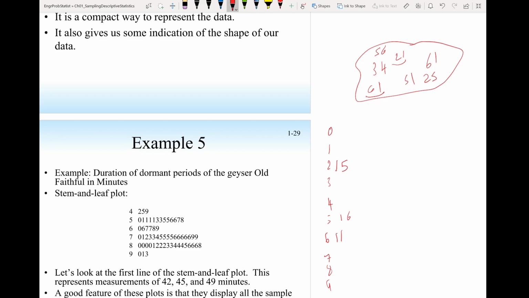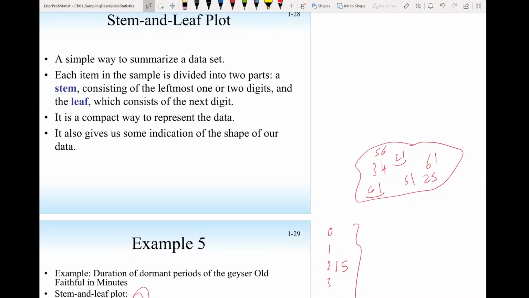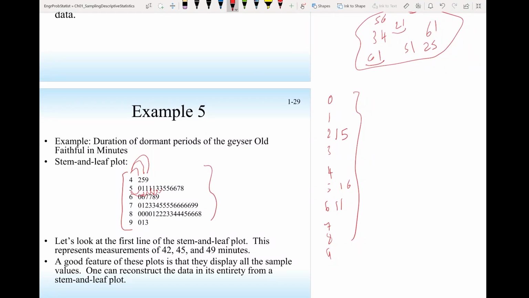By looking at the stem and leaf plot, I can tell what kind of data points I have in the sample. For example, if I look here, I have 42, 45, 49. I have also 50, 51, another 51, another 51, another 51, 53, 53, and so forth. Again, this method is useful for a small sample, and you can represent it in this format.